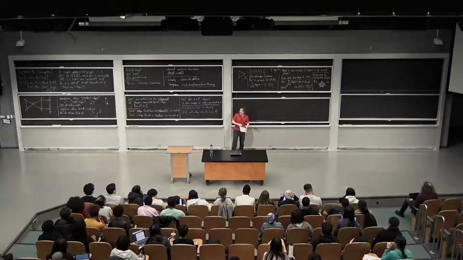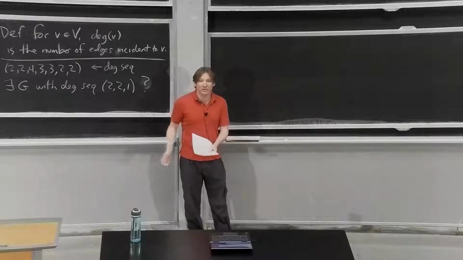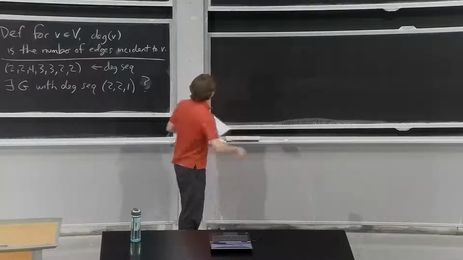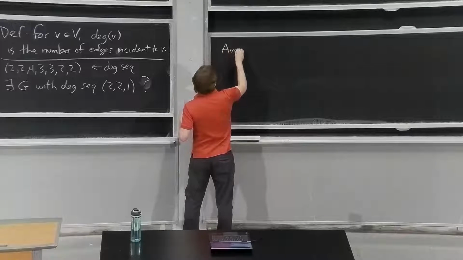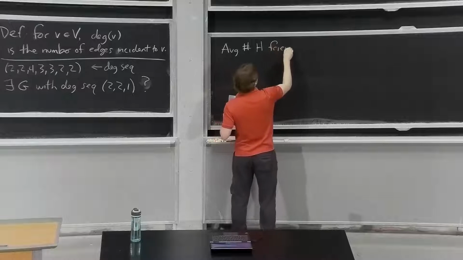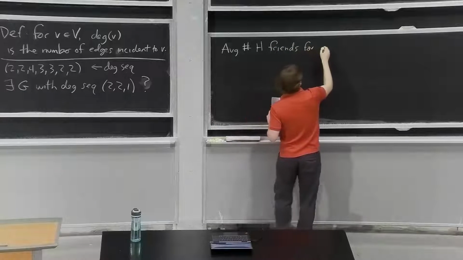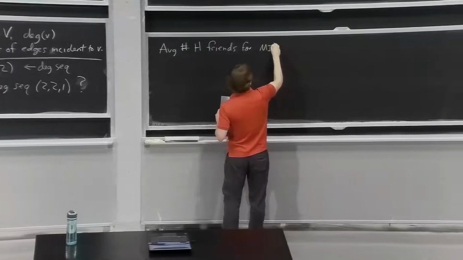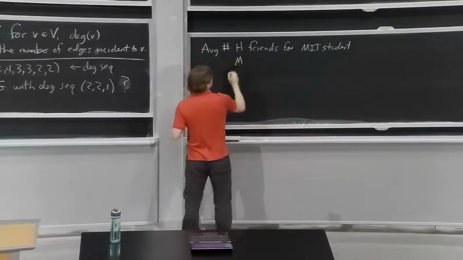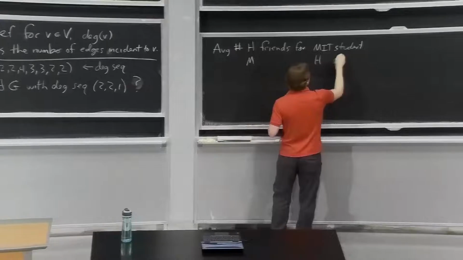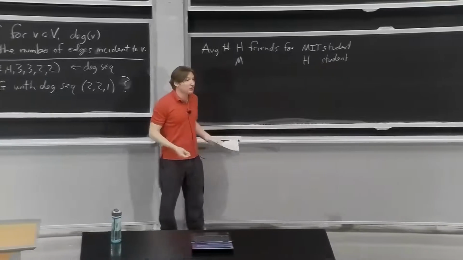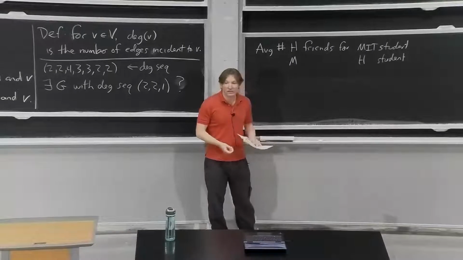What about the reverse question? How many MIT friends does the typical Harvard student have? Which one's bigger? Let's see. On one hand, we've got the average number of Harvard friends for the typical MIT student, or the average number of MIT friends for the typical Harvard student. Which one's bigger? And how could we know? How can we decide this?